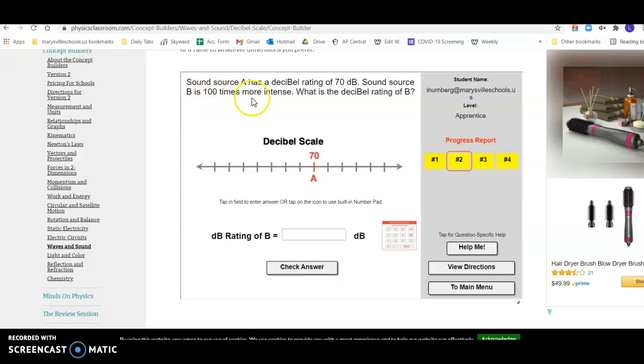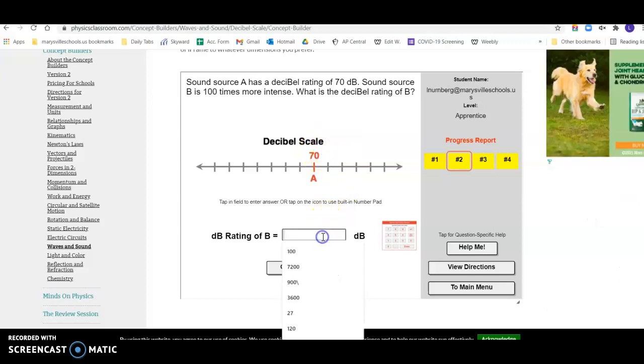B, is 100 times more intense. If it's 100 times more intense, for every time you multiply by 10, you need to add 10 on the decibel scale. So since 100 is 10 times 10, we need to add 10 twice on the decibel scale. So the answer here would be 90.